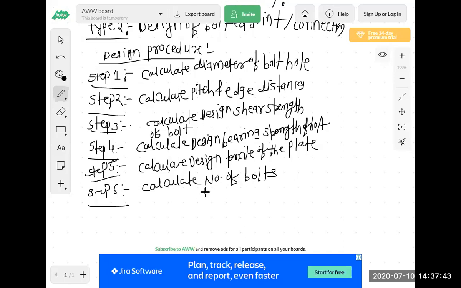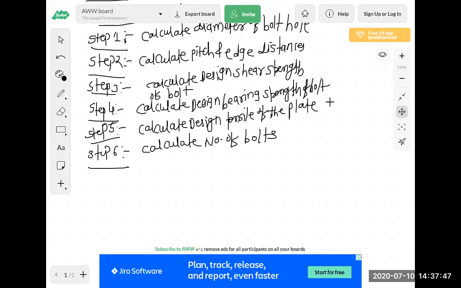Now, how to calculate number of bolts? Means in this type, whatever load is coming on the joint is given in the problem statement.